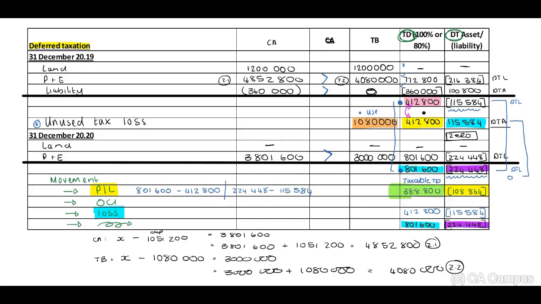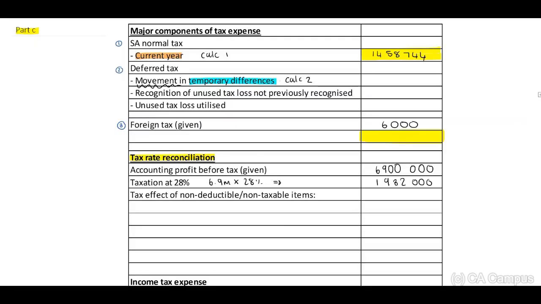108,864. Okay, now just think about your journals here, guys. Okay, we will have to debit our deferred tax in our profit and loss, our income tax expense, and we need to credit our deferred tax liability. Now, if we debit our expense will increase. You with me? Now, this is a note. Our expense will increase with a 108,864. You see this, guys?